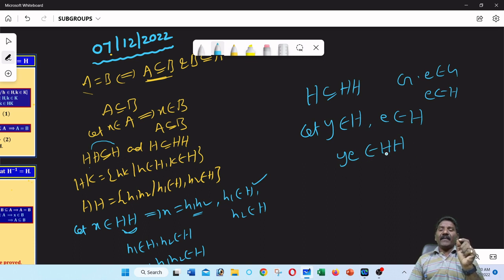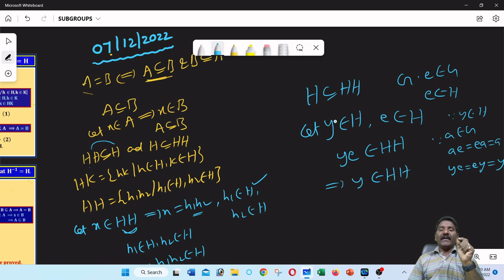Since E is the identity element, since A belongs to H, A belongs to G, gives AE is equal to EA is equal to A for all A belongs to G by the identity property. Since Y belongs to H and H is a subset of G, Y belongs to G. Here YE is equal to EY is equal to Y for Y belongs to H. So YE is equal to Y. This gives Y belongs to HH.